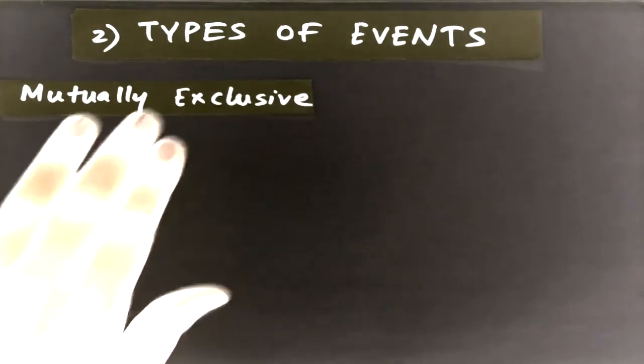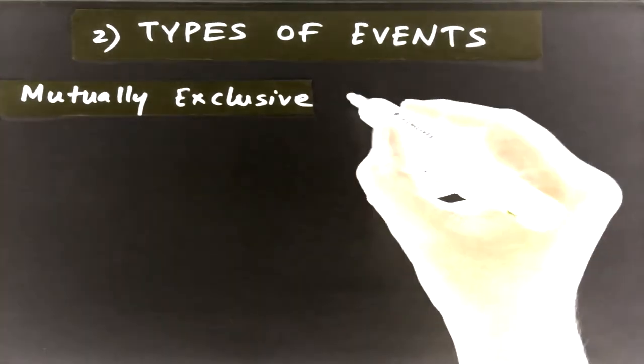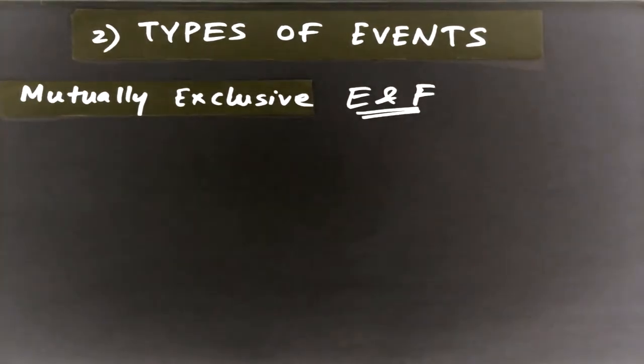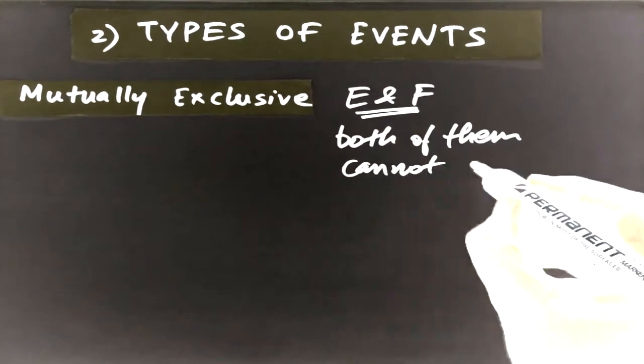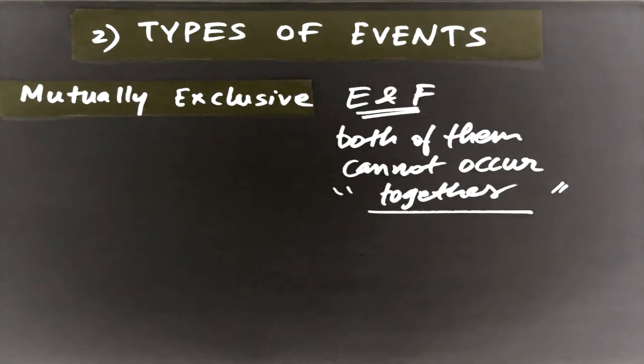The other type of event is mutually exclusive. Now two events E and F will be mutually exclusive if E occurs and F cannot occur, and if F occurs then E cannot occur. That means both of them cannot occur together. That's the meaning of mutually exclusive events.